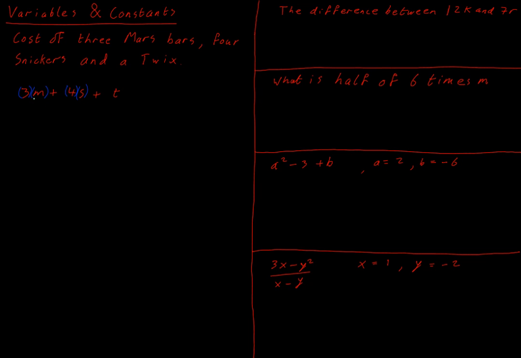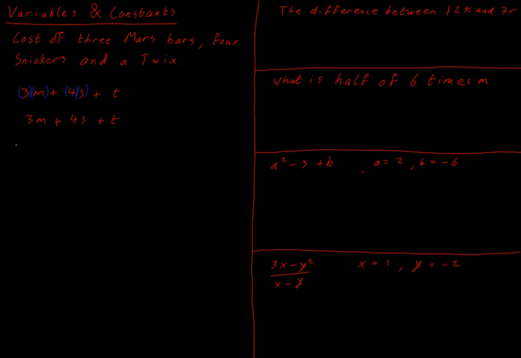over and over again. So instead of having to write in my blue brackets here, I would just be able to see I had 3 M's, 3 costs of a Mars bar, plus 4 costs of a Snickers bar, plus 1 cost of a Twix. If I found out what a Mars, a Snickers and a Twix cost in a particular shop, I could add all of that up and find out what the cost of my chocolate bars would be in total.